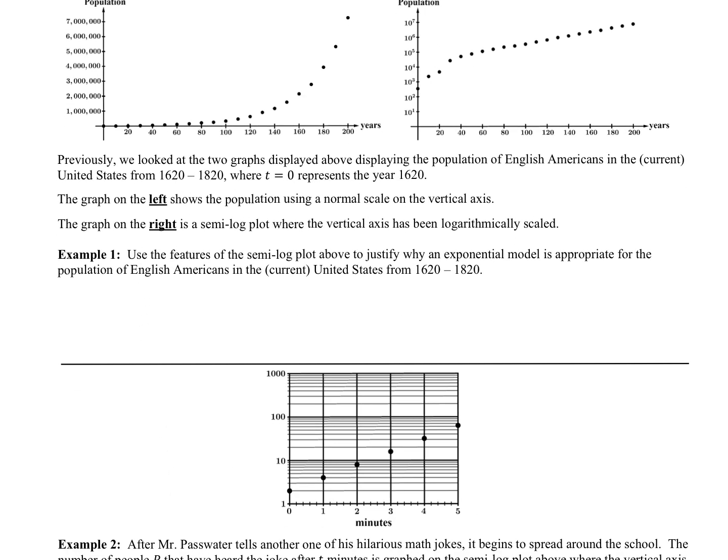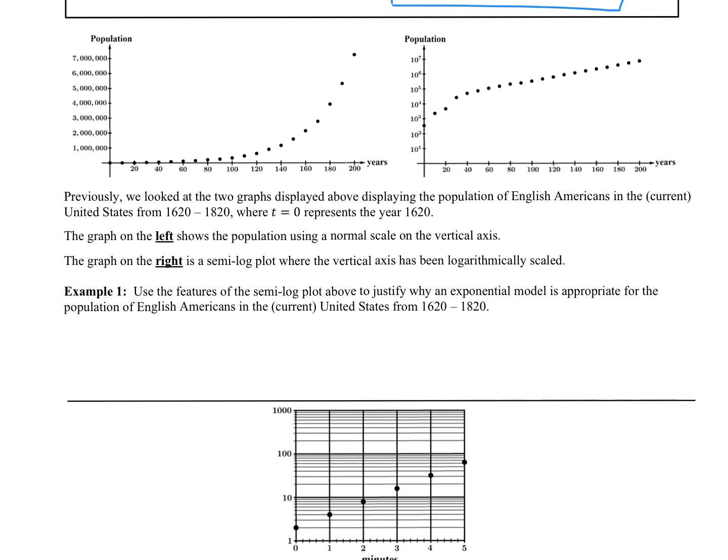Caroline's going to keep going. Previously, we looked at the two graphs displayed above, showing the population of English Americans in the current United States from 1620 to 1820, where t equals 0 represents the year 1620. The graph on the left shows the population using a normal scale on the vertical axis. The graph on the right is a semi-log plot where the vertical axis has been logarithmically scaled. Example 1: Use the features of the semi-log plot above to justify why an exponential model is appropriate for the population of English Americans in the current United States from 1620 to 1820.